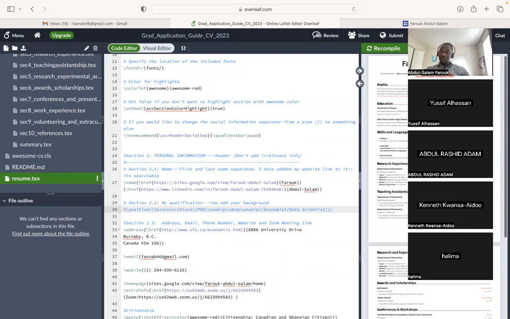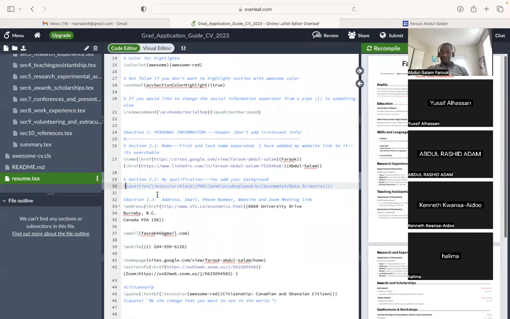So you just put the percentage sign in front of it and you don't see it anymore. That's a difference between my CV and your CV. You wouldn't have the PhD economics data science position. I will have it. And to account for this difference, you have to attach the percentage sign in front of it. I hope this is clear.